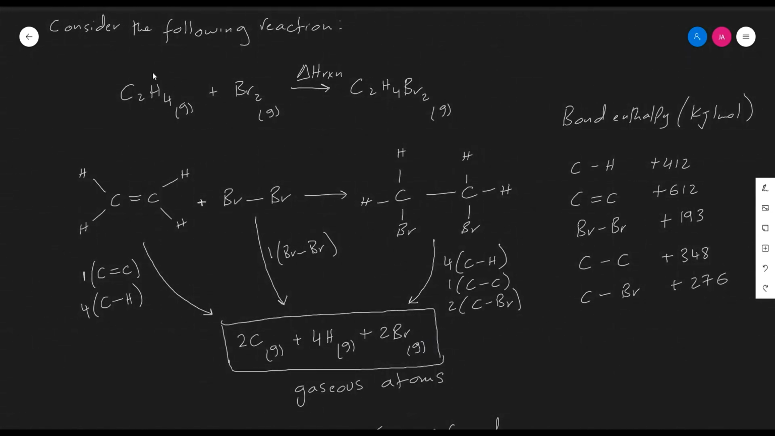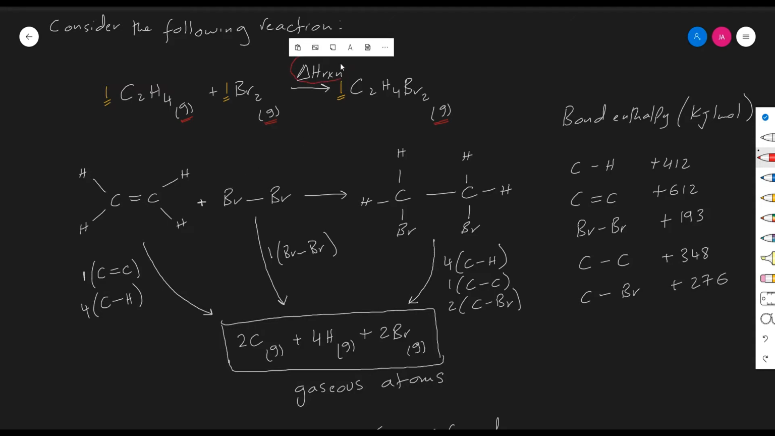In this reaction, 1 mole of C2H4, which means 1 molecule of C2H4, reacts with 1 molecule of Br2 to produce 1 molecule of C2H4Br2. One thing you should notice is that they are all in the gaseous state. And since they are all in the gaseous state, one can use bond enthalpies to determine the enthalpy change of this reaction here.